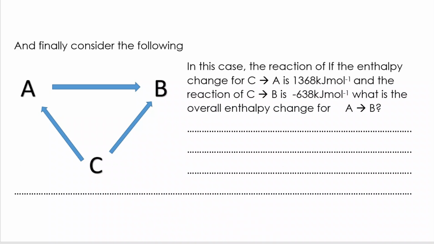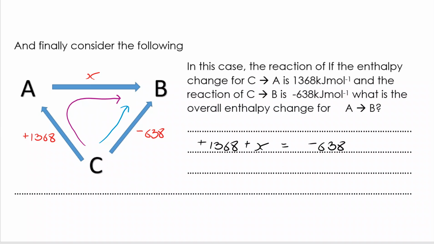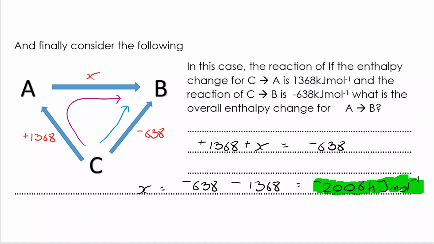Again, on this one, the arrows are moving in different directions, so we've got to be careful in identifying what our 2 routes are. But I put my figures in. I've got my plus 1368, I've got my minus 638, and I've got my X. My 2 routes start at C and end at B, because at C I have 2 arrows leaving, at B I have 2 arrows incoming. That allows me to now put those figures in, and I have 1368 plus X is equal to negative 638. I rearrange that, I make X the subject, and that allows me to calculate that X is negative 2006.